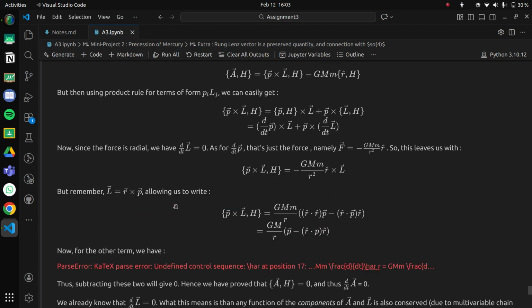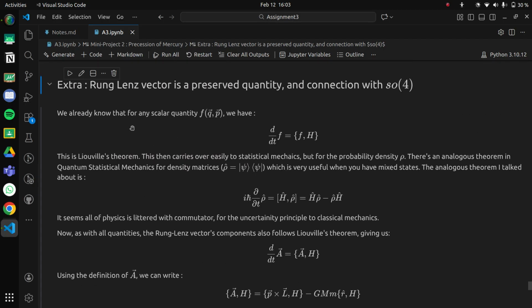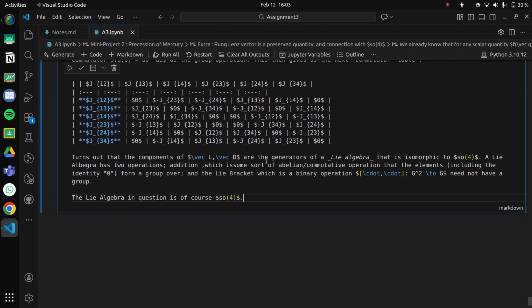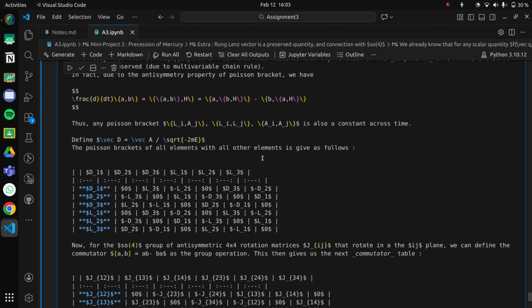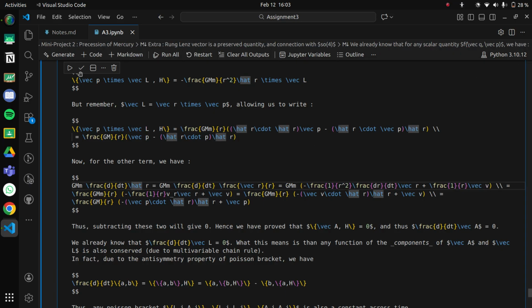Now for the other term we have, okay, I'm just gonna fix this thing. What is it saying? Hat. Oh, I've written har. Some stupid thing that I did. I'm really doing some messed up stuff right now. Okay, so I'm just gonna search the thing. Where did I write it? Not this. Har. Sorry. Okay, better. Let's see how this is.